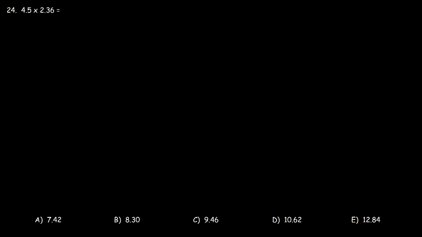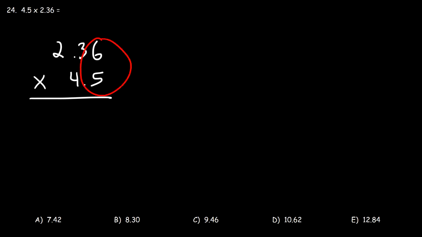24. What is 4.5 times 2.36? Since using a calculator would just be too easy for this problem, let's multiply these two numbers by hand. So first, we need to multiply 6 and 5. 6 times 5 is 30, so we're going to put the first number 0 and carry over the 3. 5 times 3 is 15, plus 3, that's 18. So we're going to write the first number 8, carry over the 1. 5 times 2 is 10, plus 1, that's going to be 11.